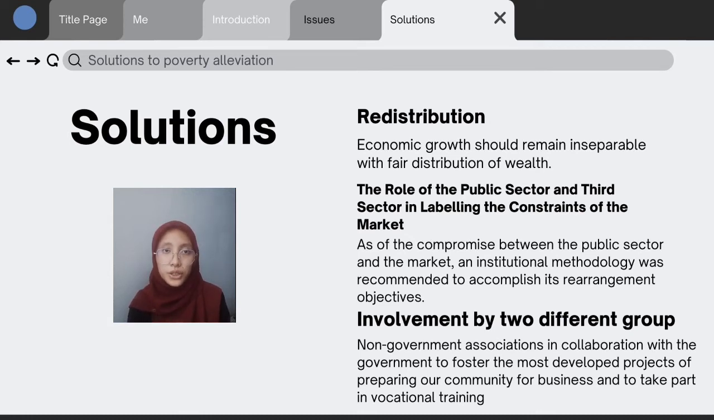Non-government associations in collaboration with the government to foster the most developed project of preparing our community for business and to take part in vocational training.